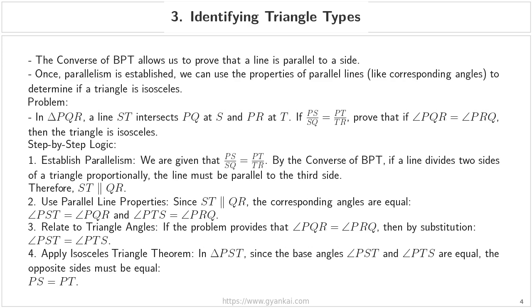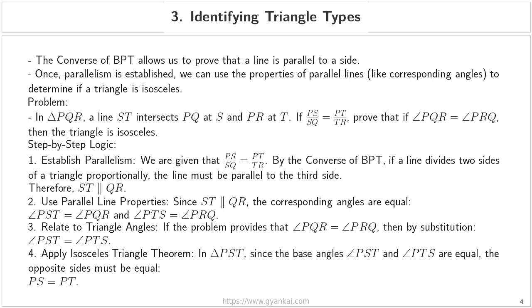Fourth, let's look at the smaller triangle, PST. We have just shown that the two base angles, angle PST and angle PTS, are equal. According to the isosceles triangle theorem, if the base angles of a triangle are equal, then the sides opposite those angles must also be equal.